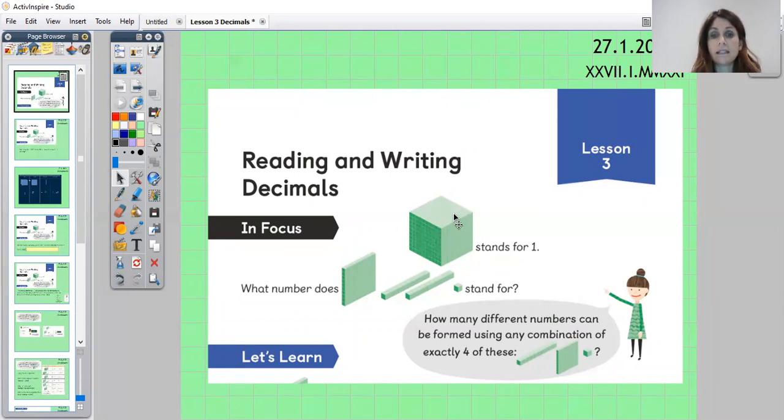Again, this stands for 1. So we're just, again, like yesterday, thinking about what does this stand for? It's different to yesterday's, so have a good look at it. What do you think that stands for? So pause the video, have a think about it, and write it down. Don't worry about this bit for now.